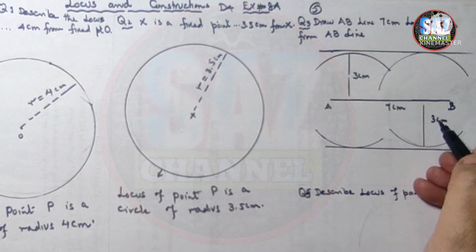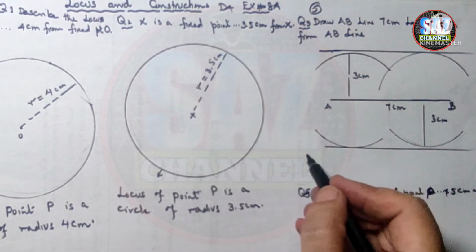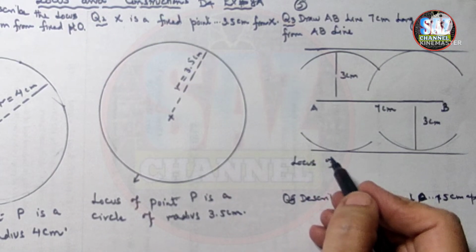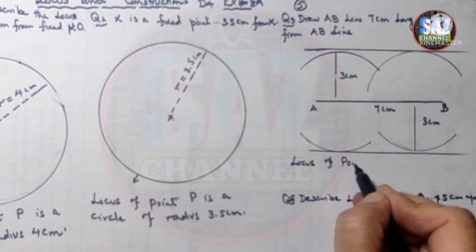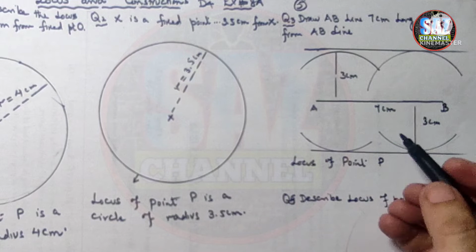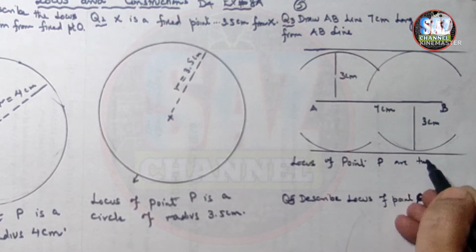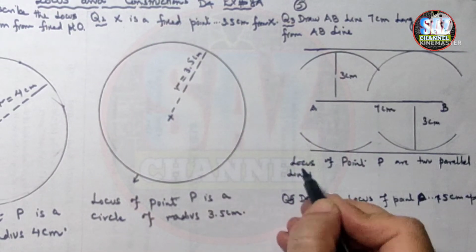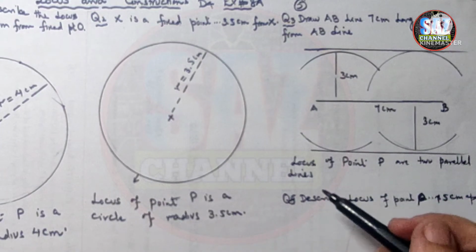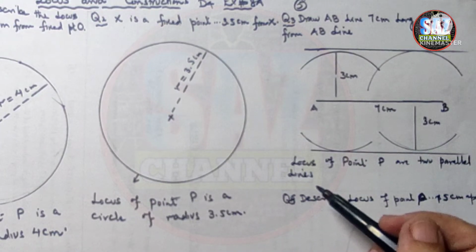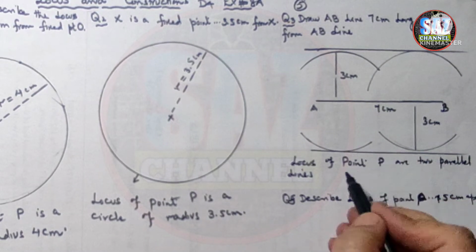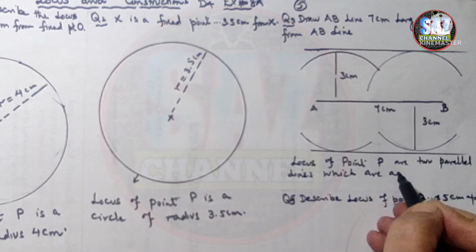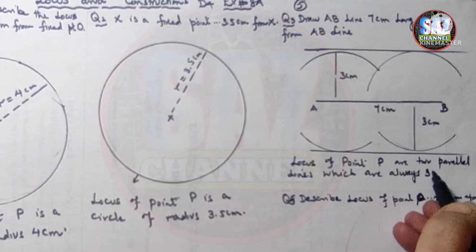So what we have to do is describe the locus of the point P as well. Locus of point P are two parallel lines which are 3 centimeter apart, which are always 3 centimeter from line AB.